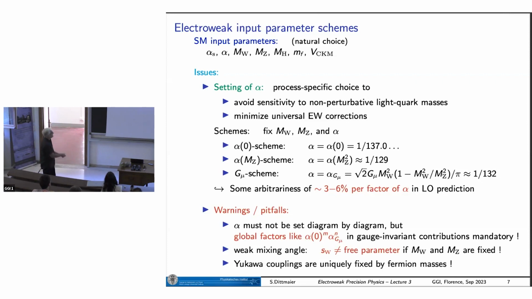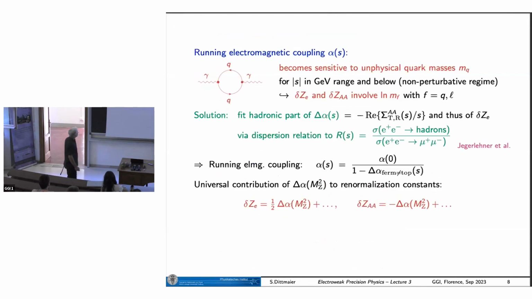And finally, again, reiterating this point, the weak mixing angle is not a free parameter. Don't change it blindly. Likewise, Yukawa couplings are uniquely fixed by fermion masses. What people in QCD often do, because there it's legal, is treat a Yukawa coupling as a free parameter and tweak things there in such a way that they can minimize corrections. Don't do it so easily in the Electroweak theory, because there is crosstalk between the Yukawa coupling and the fermion mass. It's basically the same thing. So you see, there are many ways how you can make things inconsistent.